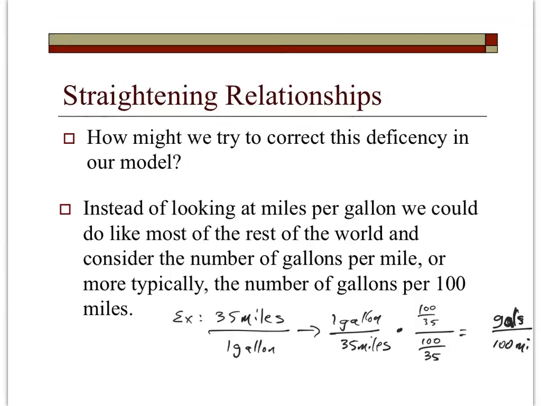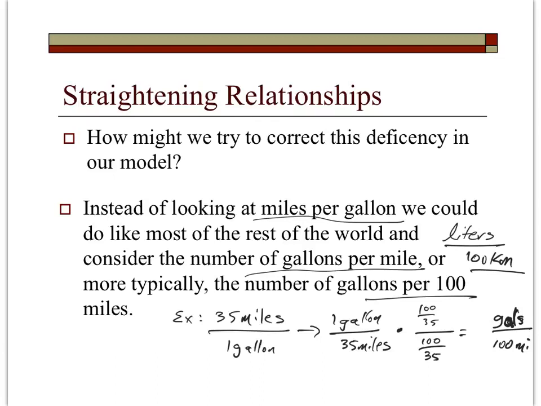On to the next. So one of the ways we might try and correct this deficiency is to re-express one of our variables. Now, instead of looking at miles per gallon, we're going to do what the rest of the world does and look at the number of gallons per mile. Actually, most places they would look at gallons per 100 miles, but in Japan and most countries, they look at liters per 100 kilometers. Since we're working in the American system, we'll just stick with gallons per 100 miles.